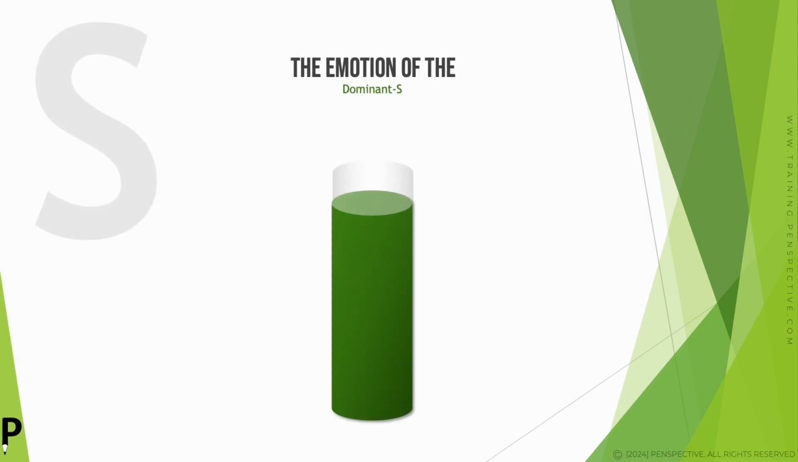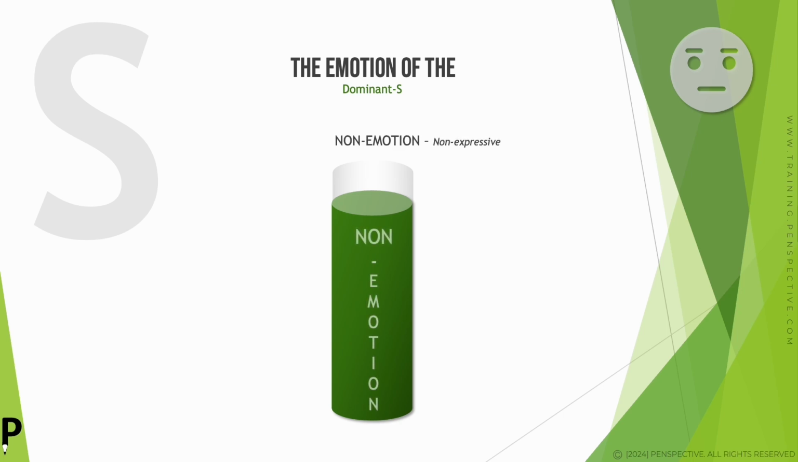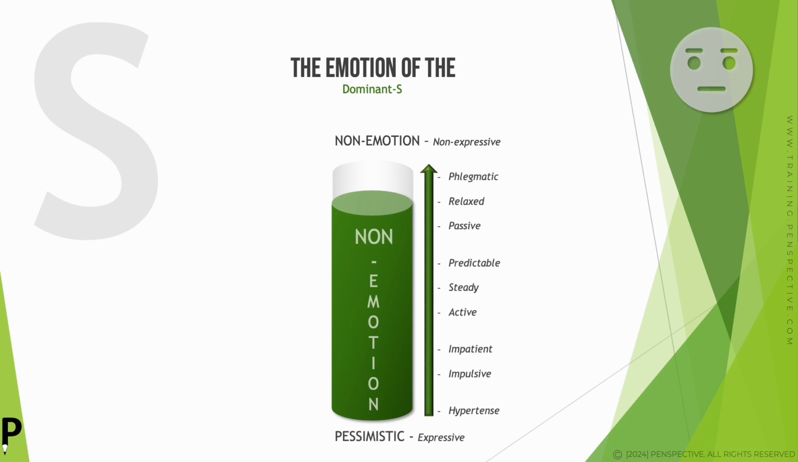Dominant S individuals are often associated with strong emotions, yet they possess a remarkable ability to conceal them, hence the term non-emotional. Unlike other personality types who readily express their feelings, dominant S individuals tend to internalize their emotions, maintaining a composed exterior, even in challenging situations. This stoicism allows them to navigate personal or professional challenges without disrupting team dynamics, making them valuable team players.